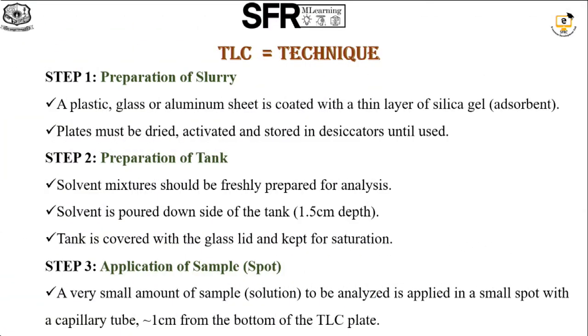In the TLC technique, there are three steps involved in this process. The first step is preparation of slurry, the second is preparation of the tank, and the third is application of the sample. For preparation of slurry, take a plastic, glass or aluminum sheet coated with a thin layer of silica gel or alumina, which is the adsorbent. The plates must be dried, activated and stored in a desiccator until used.